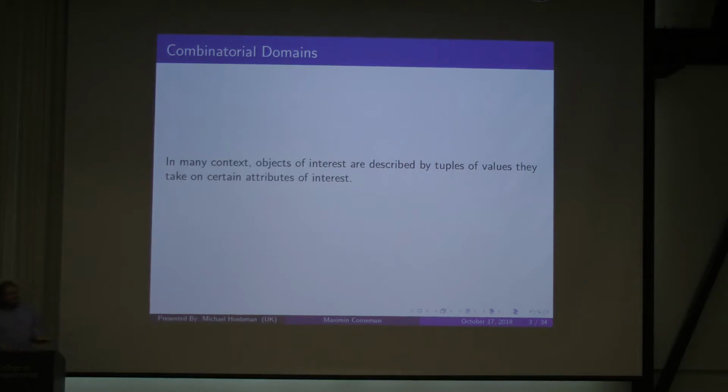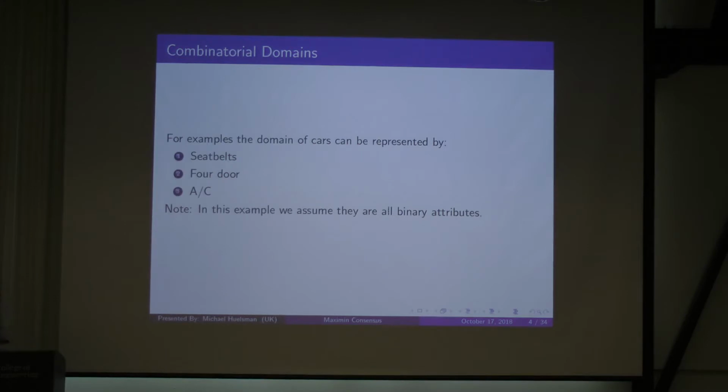So what we do instead is represent them as tuples, and those tuples have as their elements values for different attributes. So a quick example, if we're trying to buy cars, we can categorize cars by whether or not they have seat belts, whether or not they have 4 doors, and whether or not they have air conditioning. So in this particular example, all these things are binary. So it either has seat belts or it doesn't. It either has 4 doors or it doesn't. And of course, it either has AC or it doesn't.